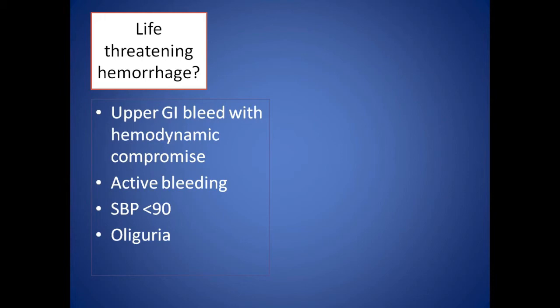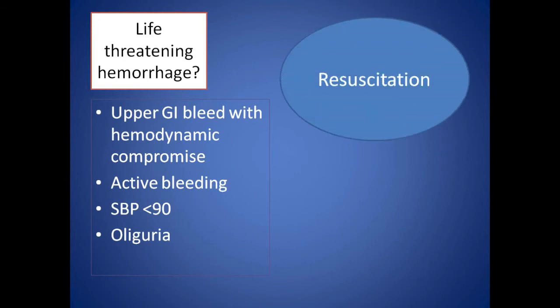So we need to be very clear as an emergency physician what is a life-threatening hemorrhage. Now, in the context of upper GI bleed, it's a patient with upper GI bleed who has a hemodynamic compromise. That means maybe his airway, breathing, everything might be compromised. He will be actively bleeding, okay, and his blood pressure will be less than 90. And if you put a Foley's catheter and check his urine output, there will be nil urine output.